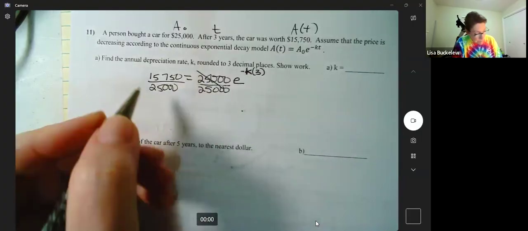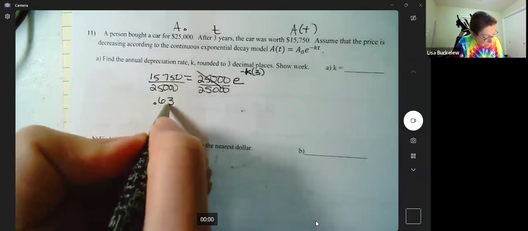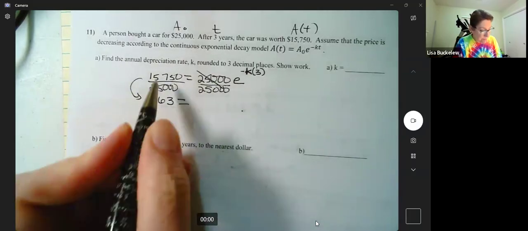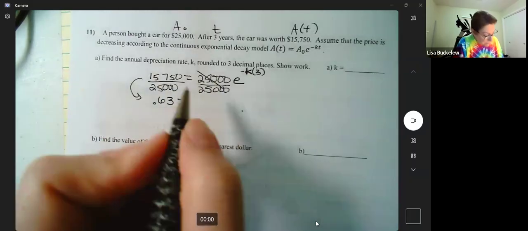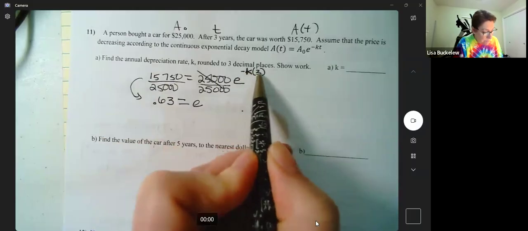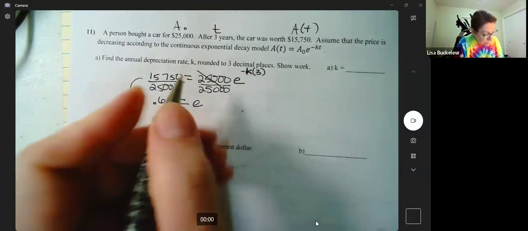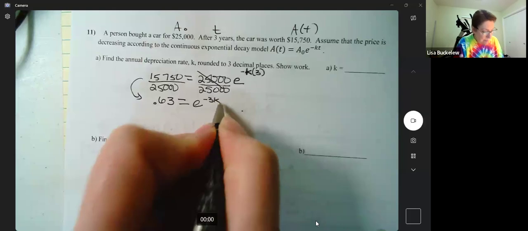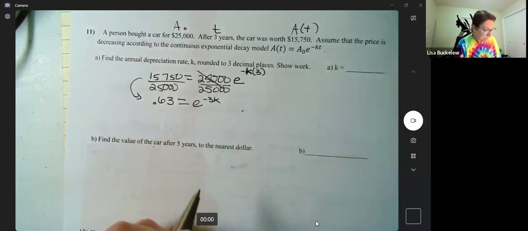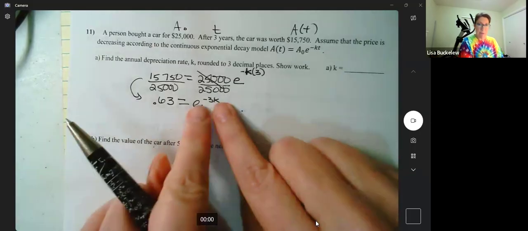When you do that, it turns out it divides into a nice, pretty little decimal. 0.63 is what that is. I'd just rather use a decimal than carry that fraction. And then this just becomes E. Instead of saying negative K and 3, I'm going to switch the letter and the number around. So I say negative 3K. That just looks more like what you're used to doing, a number times a variable. Okay, but I've isolated my base and my exponent.